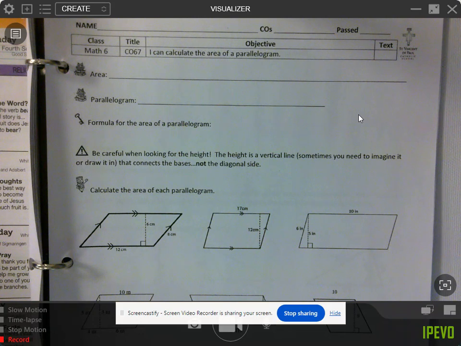So a parallelogram has four sides, but it is not a rectangle. So we have to calculate the area differently. And it's important to know there is a big difference between the parallelogram and a regular rectangle. So an area is the number of square units needed to cover a figure.